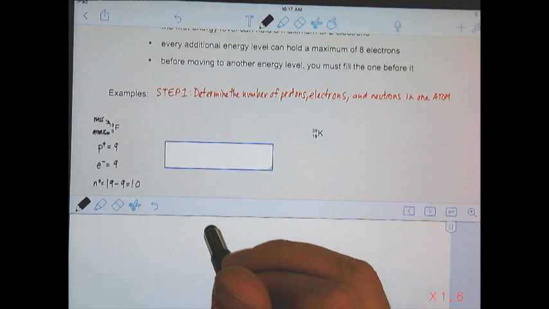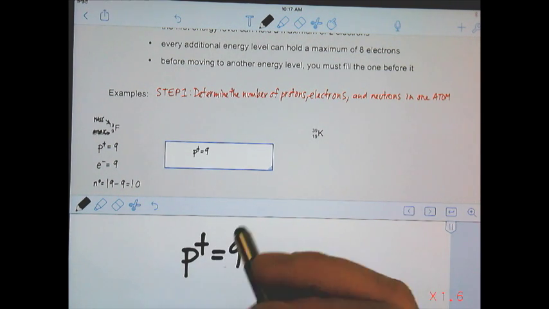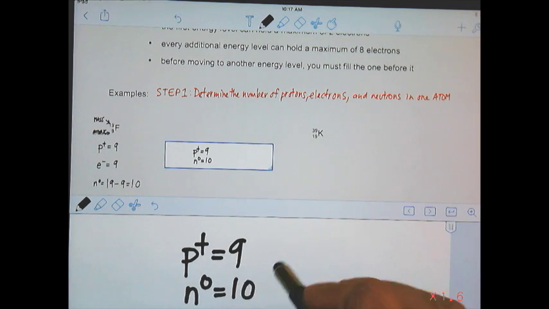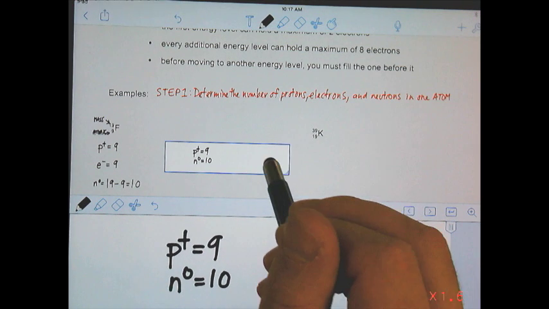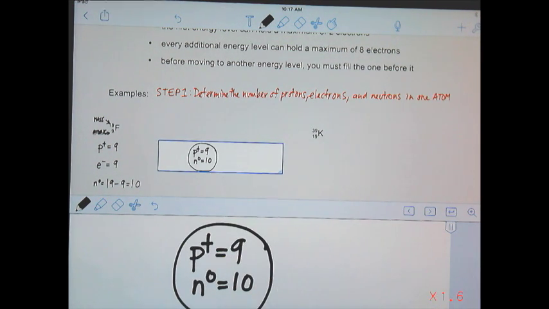Start your Bohr-Rutherford diagram by placing the protons and the neutrons inside a nucleus. So we have 9 protons and 10 neutrons, and we're going to draw a nucleus around these two subatomic particles.